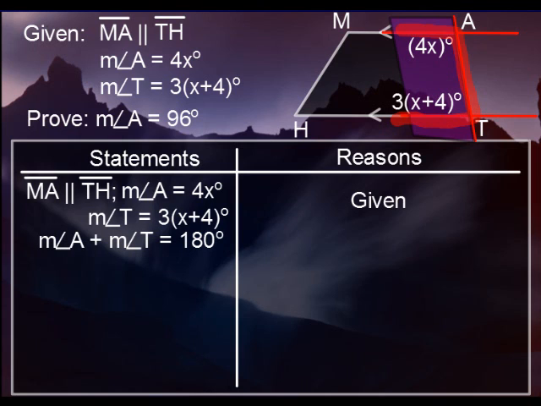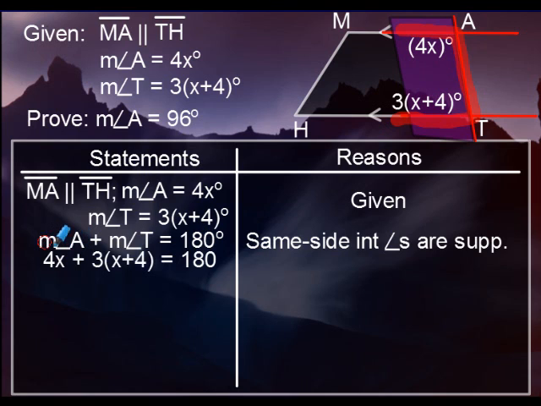And since they equal 180, remember the reason that we know this is true? Because those are same side interior angles, and same side interior angles are supplementary. Okay, now that we've established that these two angles add up to 180, let's actually put in what their values are. That is that angle A is 4x, and that angle T is 3x plus 4. Again, angle A is 4x, that's stated right here. So we're writing that in place of it, which means we are substituting.